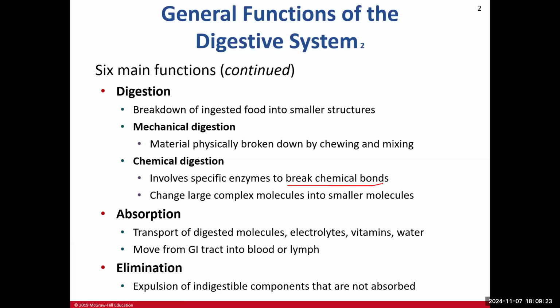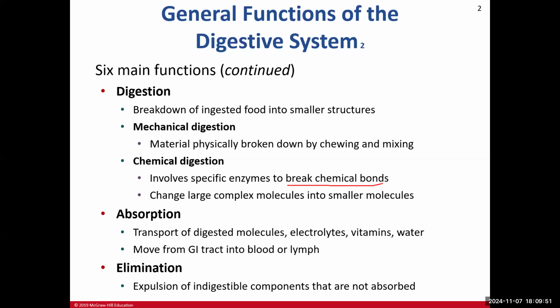So you'll have bonds in between, for example, your amino acids, what we call peptide bonds. And so the chemical digestion will help to break down those peptide bonds so we can separate off those individual amino acids. Again, that whole process is to make larger molecules into smaller ones, polypeptides or proteins down into individual amino acids or dipeptides. So we'll go through all that.